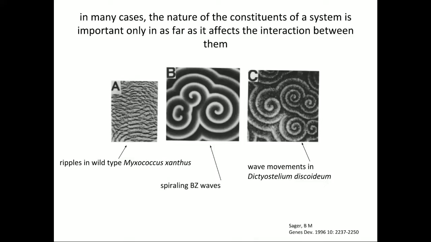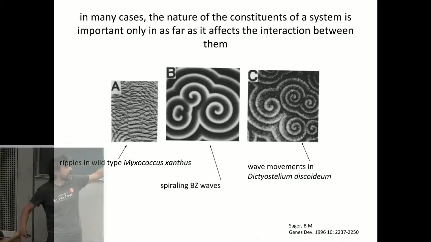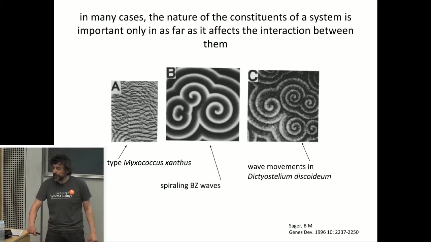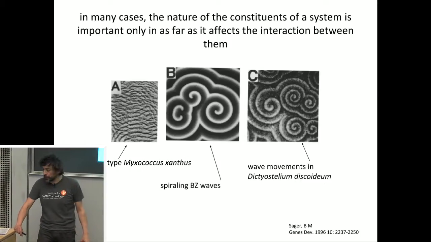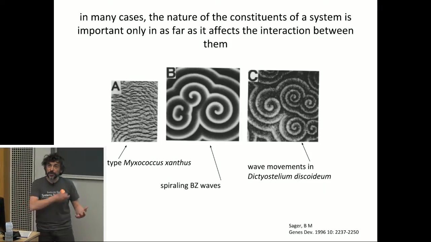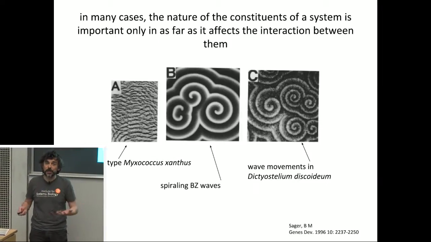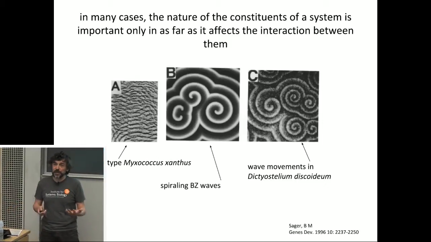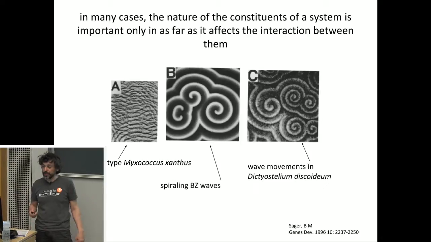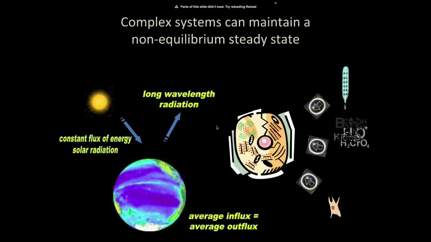The second one is the famous Belousov-Zhabotinsky chemical oscillator waves. And the third one is wave movements in the slime mold Dictyostelium discoideum. So very similar types of behaviors, these spiral waves, can occur in very different systems because it's the interactions that really matter and not so much the constituents of the system.